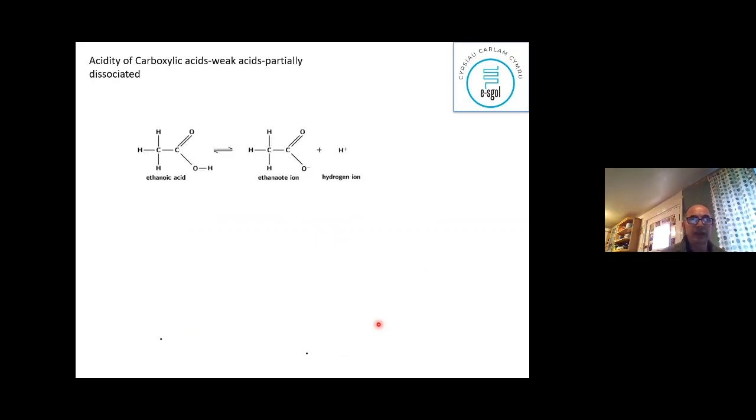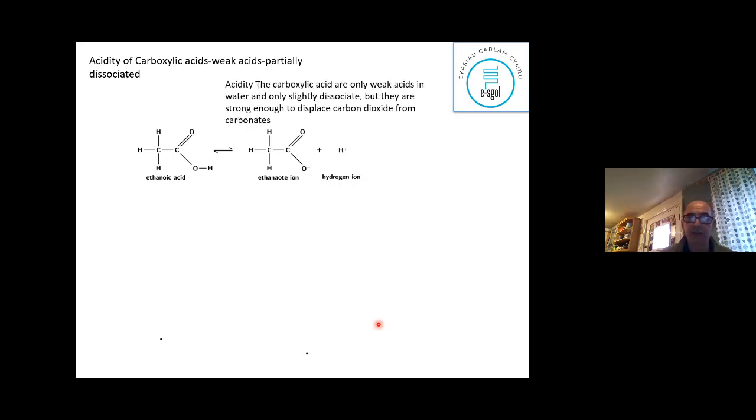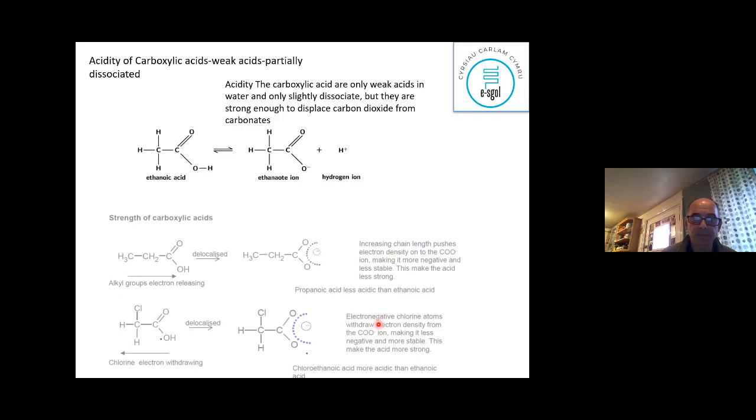Carboxylic acids are weak acids. They are partially dissociated, but they are strong enough to displace carbon dioxide from carbonates. We're going to have a look at that in the next slide about testing for carboxylic acids. It's in equilibrium, so it's only partially dissociated, and the equilibrium is mainly on the left-hand side.